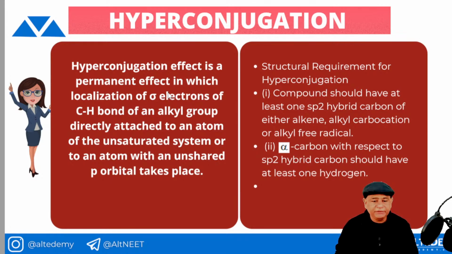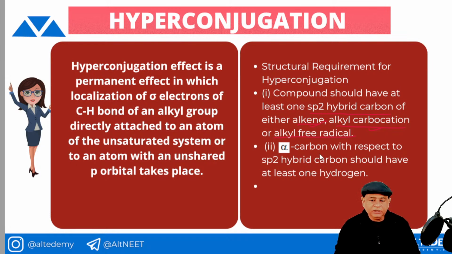Hyperconjugation effect is a permanent effect in which localization of sigma electrons of a CH bond, I beg your pardon, delocalization of sigma electrons of a CH bond directly attached to an atom of the unsaturated system or to an atom with an unshared p orbital takes place. Look, what are the structural requirements for hyperconjugation? The compound should have at least one sp2 hybrid carbon of either an alkene, an alkyl carbocation, or an alkyl free radical. In all these situations, in case of alkene, alkyl carbocation, carbon with a positive charge, and even free radical, we can generally understand that hyperconjugation will take place.